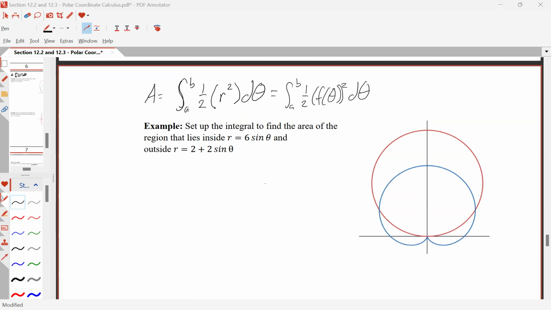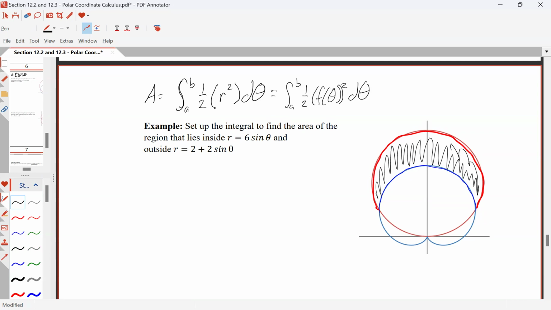So in this first example, we want to set up the integral that will find the area of the region that lies inside the curve r equals 6 sine theta, and that is the red curve. So trying to find the area that is inside the red circle, but outside r equals 2 plus 2 sine theta. That is the blue circle. So we are trying to find this moon-shaped piece here.